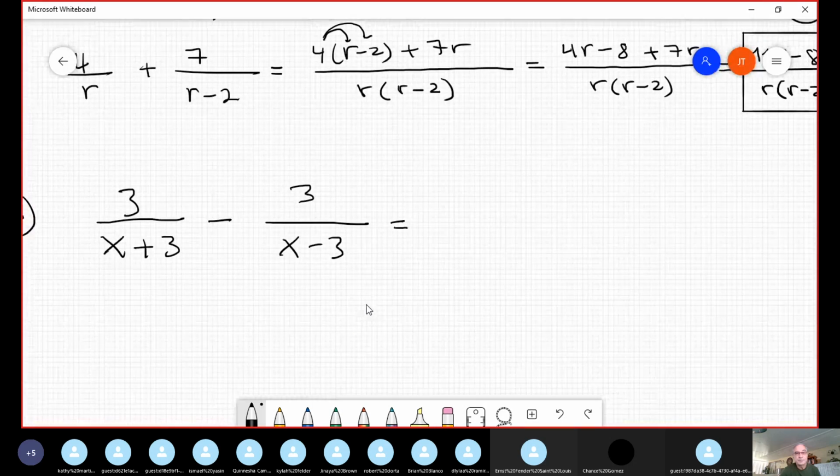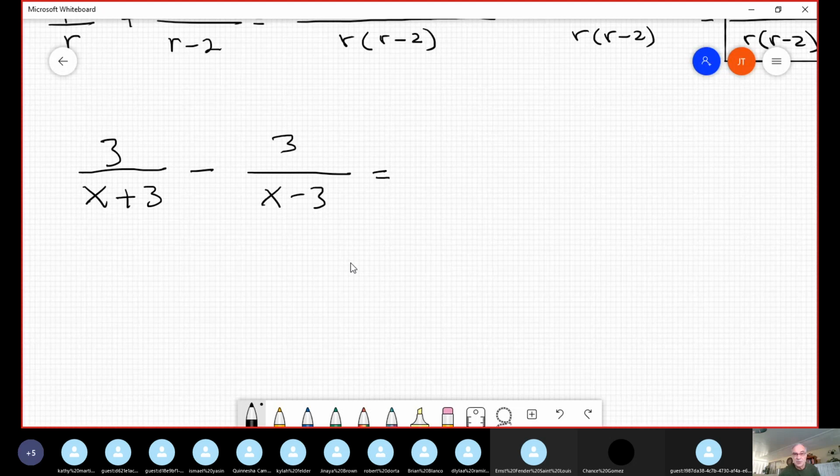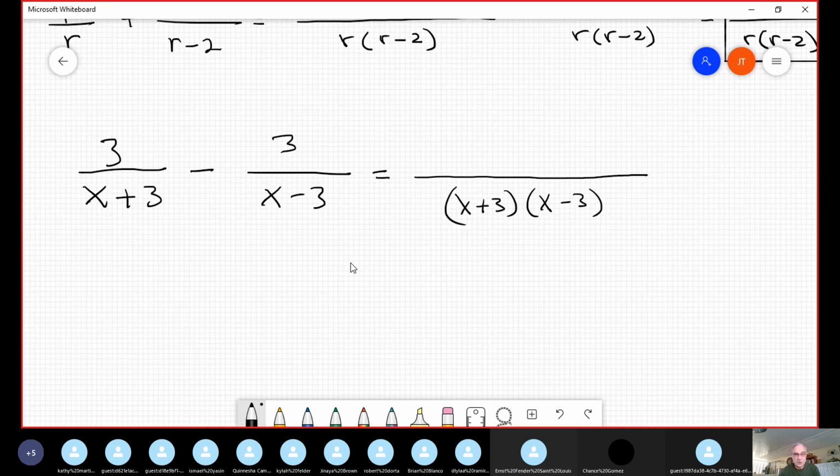Looking for the least common denominator. Absolutely. And what is the least common denominator in your opinion? X plus 3 and x minus 3, both. Very well. I'm going to find the expression in the top for the first one. It's 3 times something. It's going to be 3 times x minus 3. Super good.